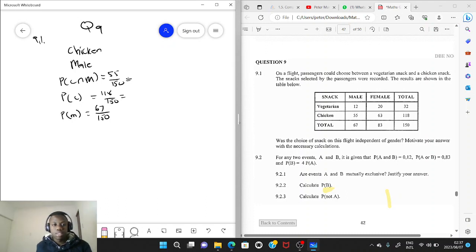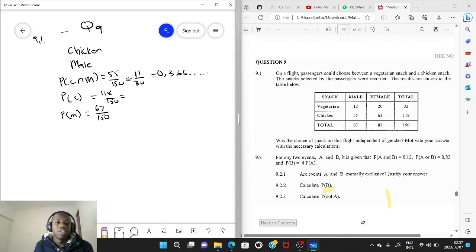Now let's simplify these values. We have 55 over 150, which is 11 over 30. That's 0.366 and so on.